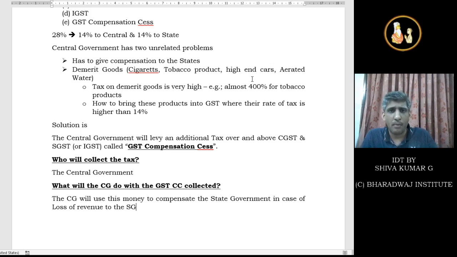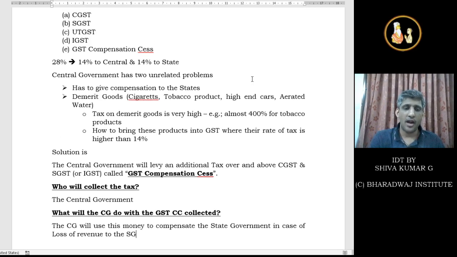Even recently, the Delhi government increased the tax on liquor. Nobody raised any protest. Why? Nobody bothered; anyway, we will buy, don't worry. Even if they increase the tax rate, nobody will bother. So using that money, they can give compensation to the state governments. So GST compensation cess is the fifth tax. Pause the video and kindly update.